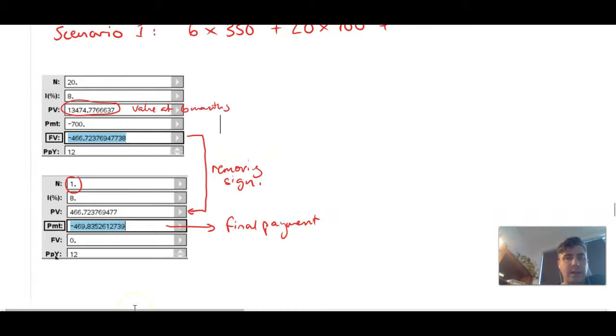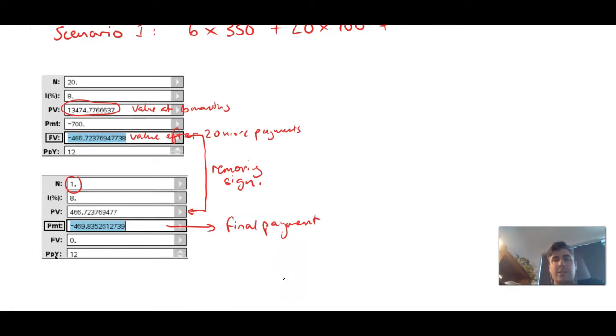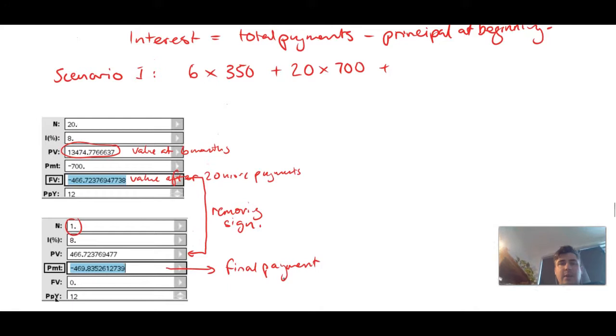Okay, and this here is the value after 20 more payments. Okay, which we then put in as the PV for the last one. And so the 21st payment is $469. So that's going to go into our calculation up here as well. So $469.84. Okay, so that's how much our total repayments are.